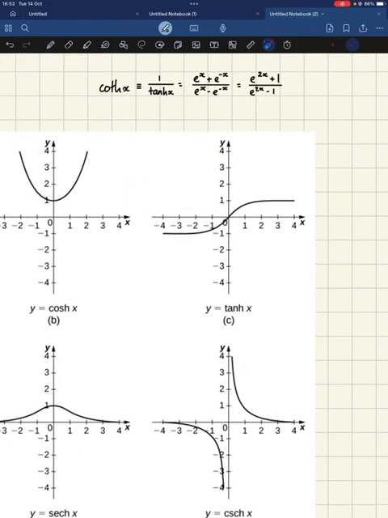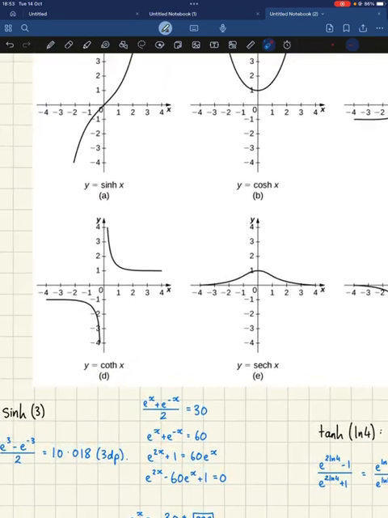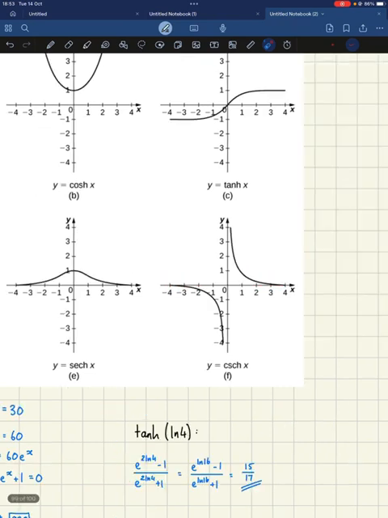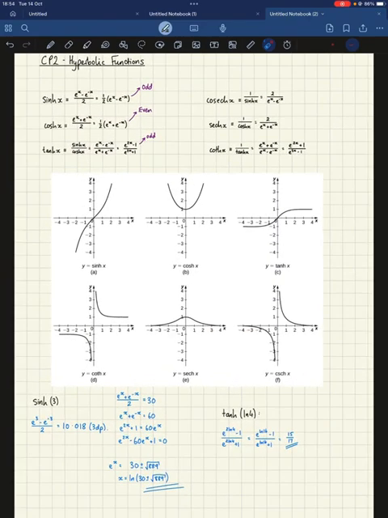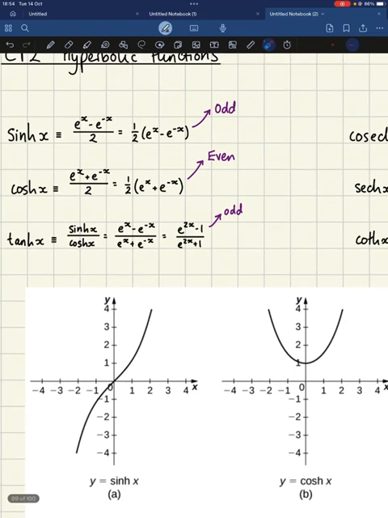And then tanh of x looks like this, and their reciprocals. Coth looks like 1 over x, like that. Sech looks like a, I think it's called a distribution curve, and cosech of x is again like a deeper version of the 1 over x. And if you see here, there will be asymptotes for some of them.